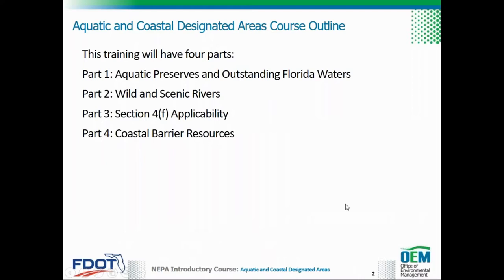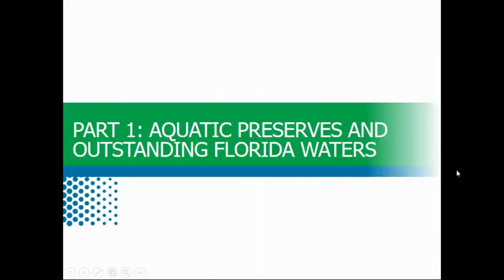This course is comprised of 4 parts. Part 1 will cover aquatic preserves and outstanding Florida waters. Part 2 will discuss wild and scenic rivers. Part 3 will provide guidance on Section 4F applicability, and Part 4 will discuss coastal barrier resources. Each part is divided up further into individual lessons.